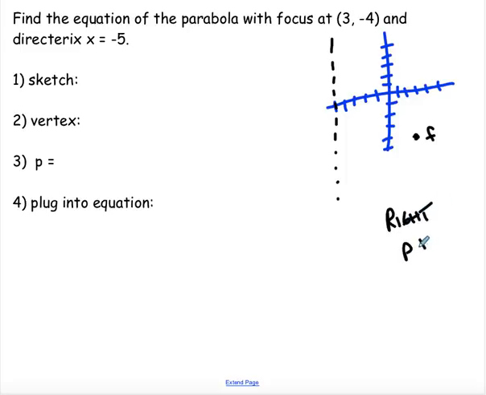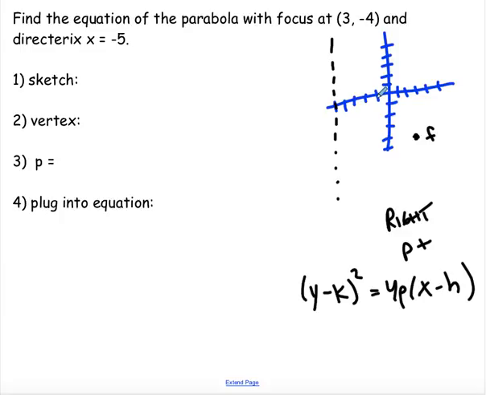So that means that P is going to be positive, and it also means that the y's are what are being squared. The x's are being squared when it's opening up or down. Left or right, it's the y's being squared. So I need the vertex, and then from the vertex I'll be able to figure out P. Well, the vertex should be halfway between focus and directrix. So what's halfway between those?